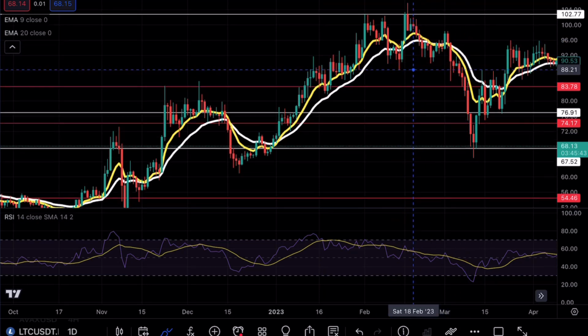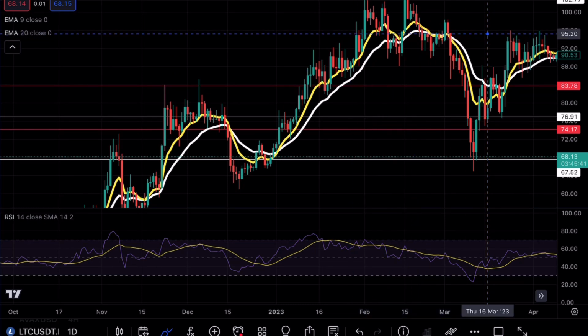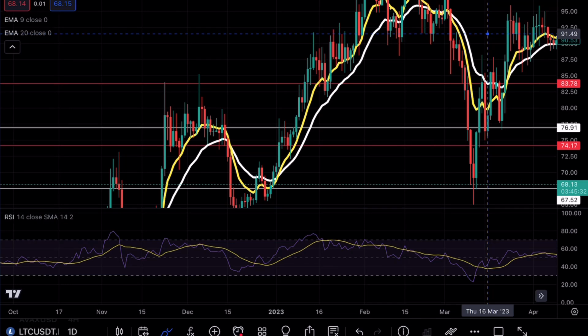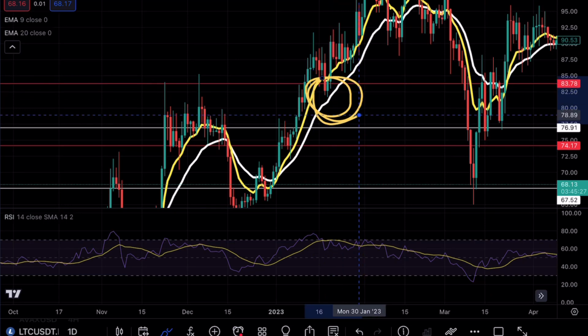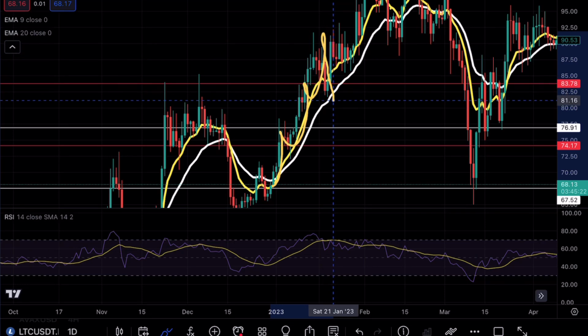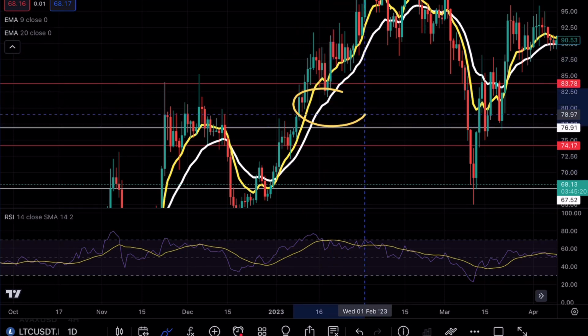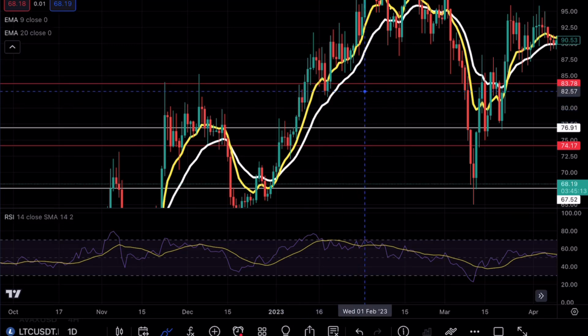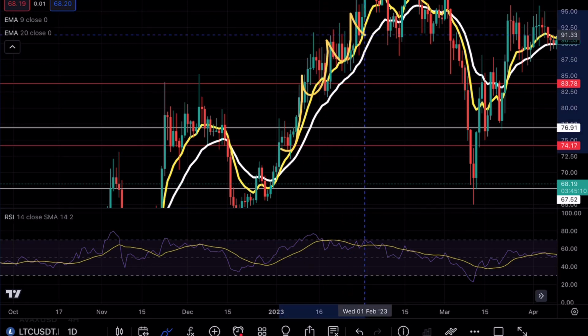We actually have to close below the yellow and white line to start looking for some shorting opportunities. And the reason why I say a close below is because you don't necessarily want to counter trade once again. You can see that we had an example of this happen right here. We actually were using this level as support. We came down, and a lot of traders probably thought that this was going to be the break of the exponential moving average. Instead, the market actually ended up closing back above those EMA lines and continued pushing higher.